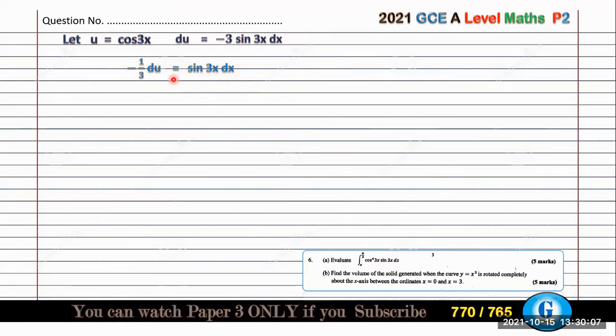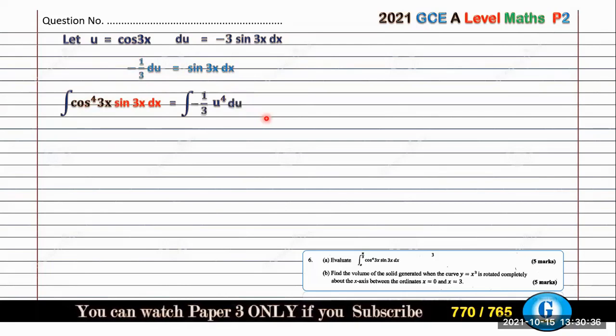Now we equally know that cos 3x, all of that to the power 4, will be equal to u to the power 4. So this integral of cos^4(3x) sine 3x dx will be equal to the integral of u to the power 4, and sine 3x dx, as we already know, is minus 1 over 3 du. You can put the minus 1 over 3 outside the integral sign, okay? So we integrate this now.